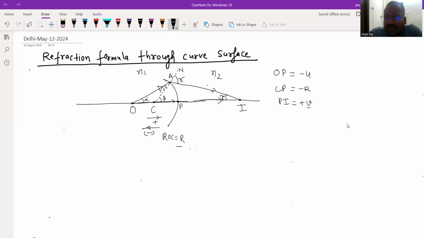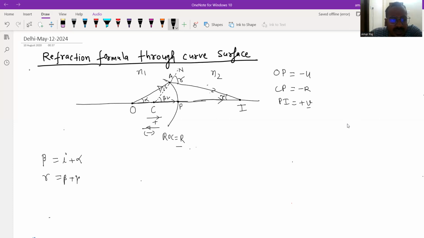Now students, what are we going to do? We are going to find the relation between the angles alpha, beta, gamma, i and r. Okay. So for that, what will we write? If you see here, beta is an exterior angle. So you can write beta equal to i plus alpha. Okay, right? And if you see the bigger triangle ACI, r is the exterior angle. So you can also write r equal to beta plus gamma.